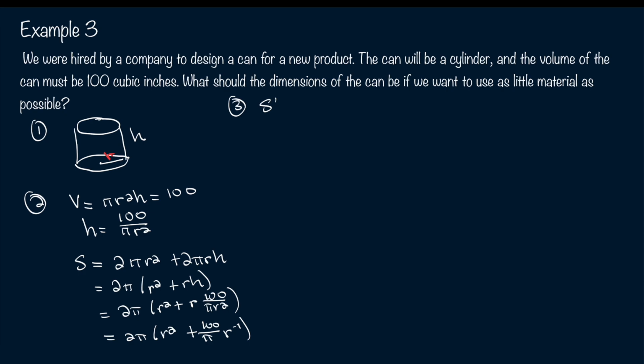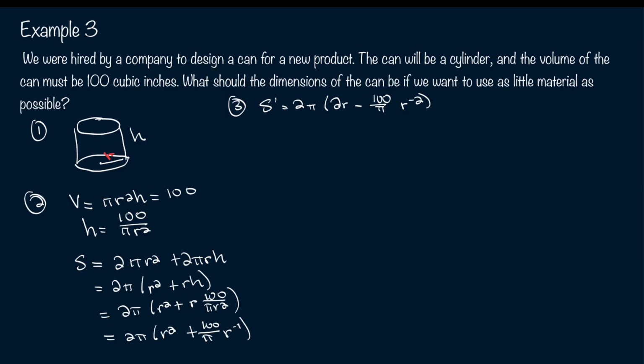The derivative of this equation is going to be equal to 2 pi times 2r minus 100 over pi r to the negative 2.